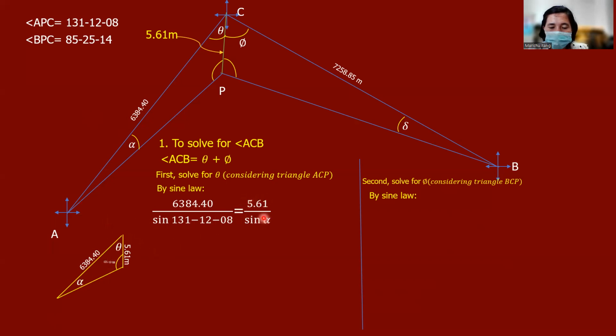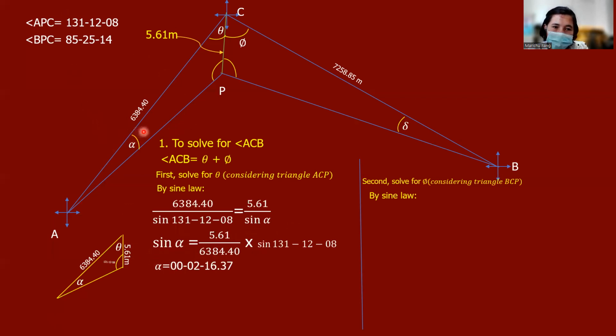So 5.61 over sine alpha. You cross multiply this one, you get alpha. Okay, sine alpha is equal to, then evaluate. Then you check if my solution is correct. Then you get alpha, which is equivalent to 0 degrees, 2 minutes, and 16.37 seconds. So if you get this value, you need to add this one with 131.